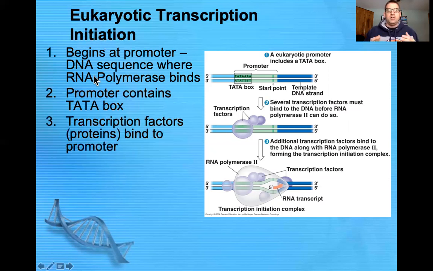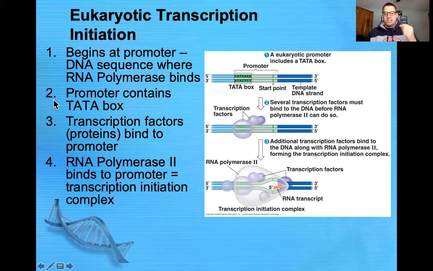The TATA box is a sequence of thymines and adenines at the beginning of a promoter region, okay? And so the first thing that's going to happen to initiate transcription of a particular gene is that special proteins called transcription factors will bind to the promoter region. Okay. Once that happens, the specific enzyme that we're looking at here, called RNA polymerase II, will bind to the promoter, and that forms what's called the transcription initiation complex.